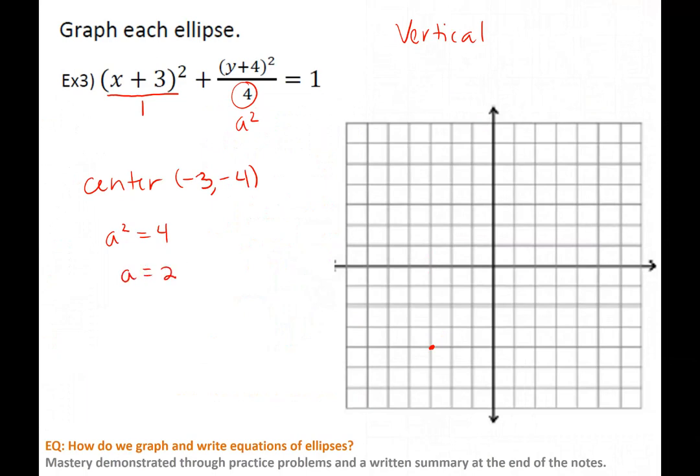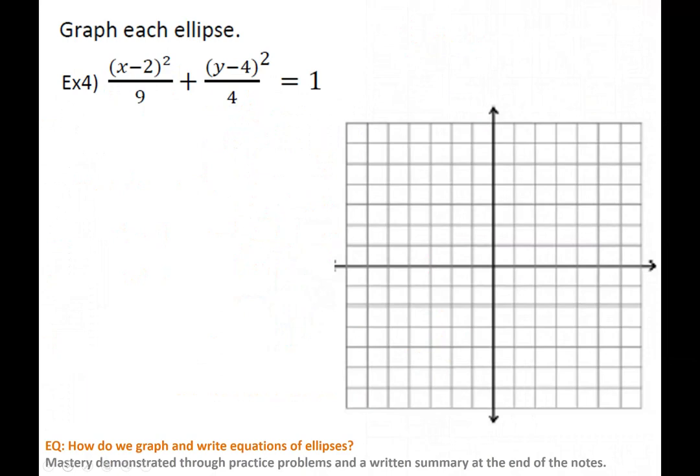I'm going to go in the vertical direction, dominant direction, up 2, down 2. Then my b squared is 1, which makes my b 1. And so in the non-dominant direction, I'm going to go 1 in each way, which is going to be right and left, and then connect the dots. There we go.